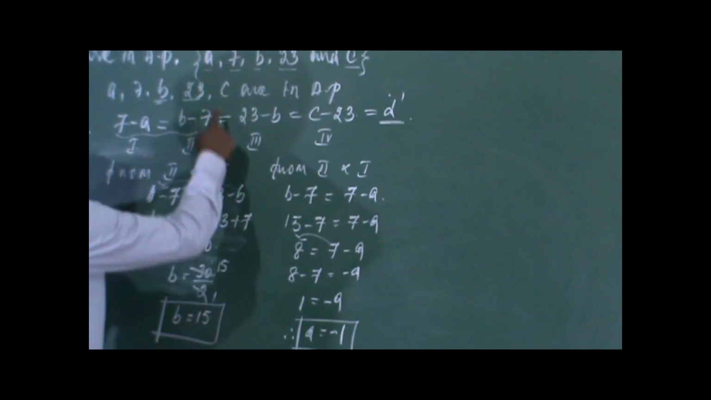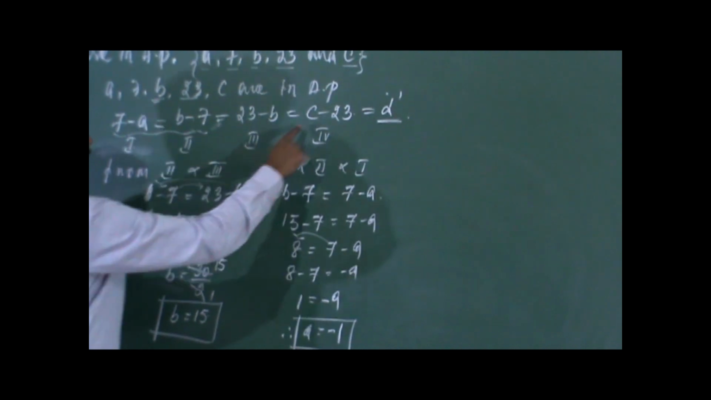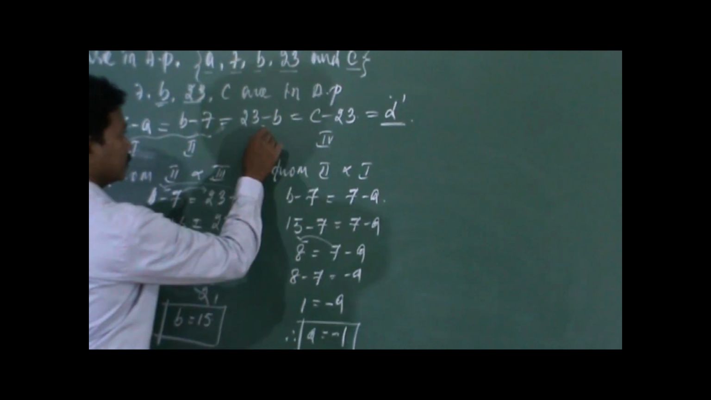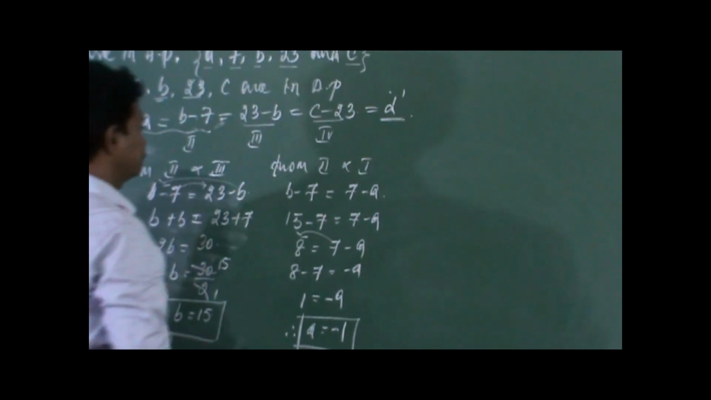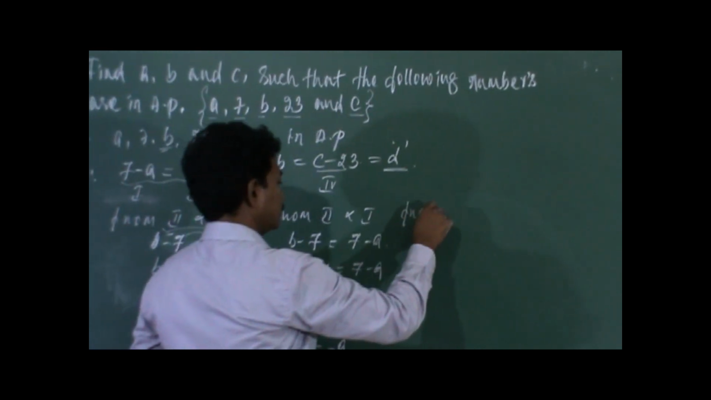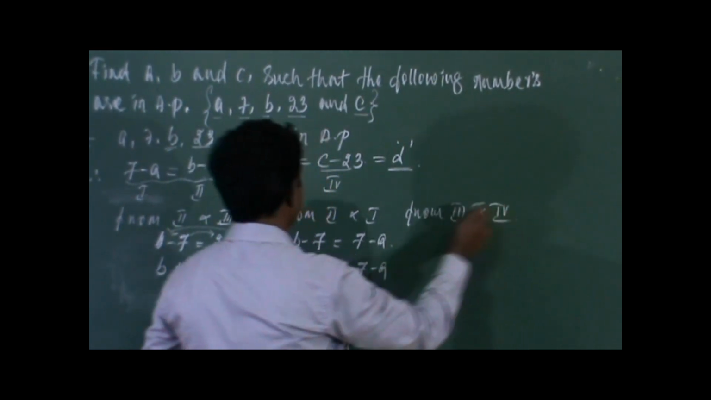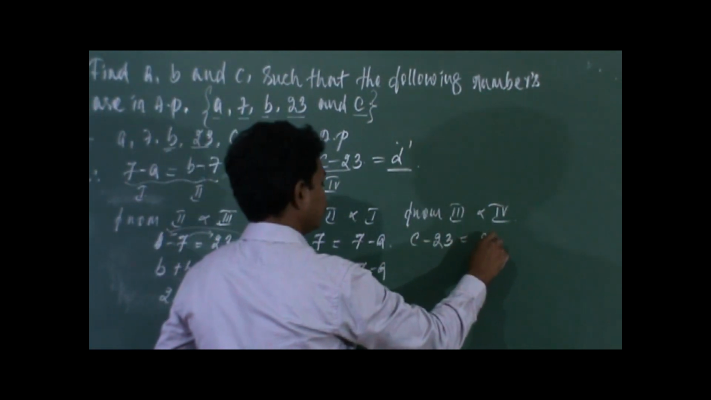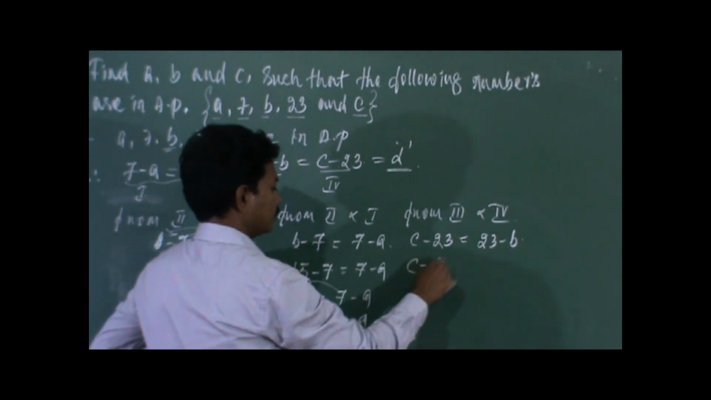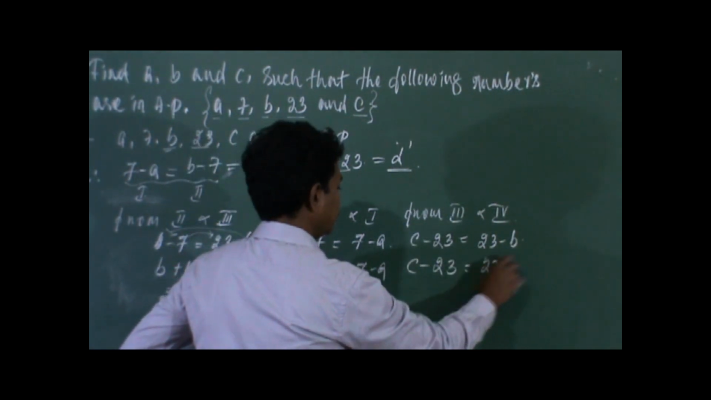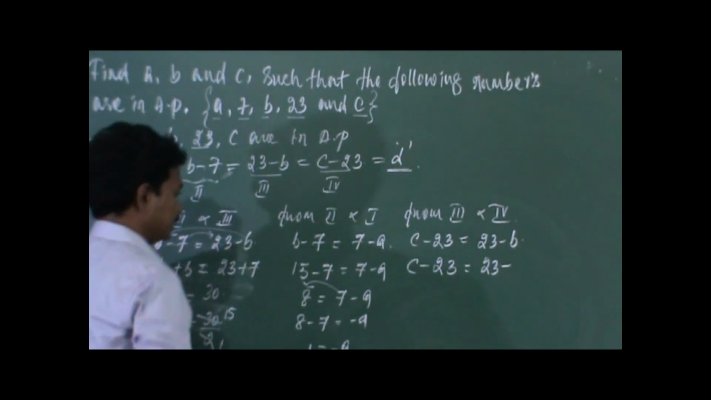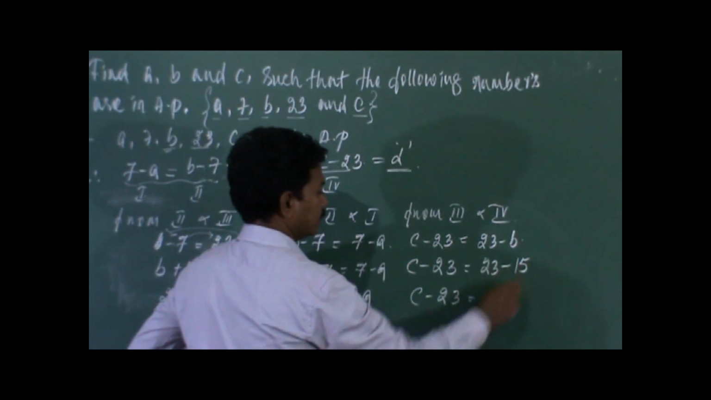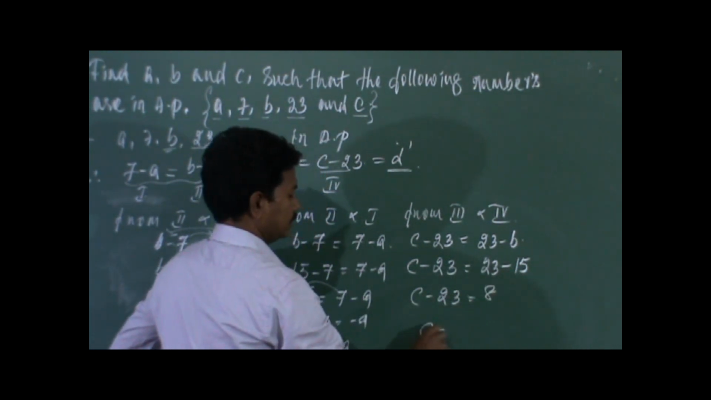Now we have to find the value of C. So associate the term C with the term having B, so that we have the value of B here. So from the third and fourth, we have C minus 23 is equal to 23 minus B. So C minus 23 is equal to 23 minus 15, which is 8.